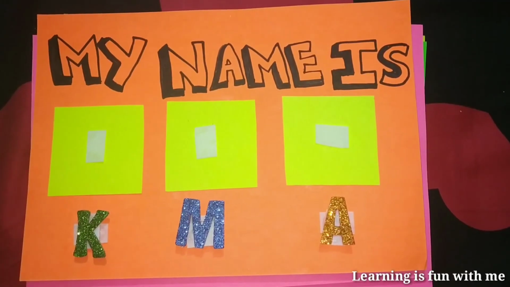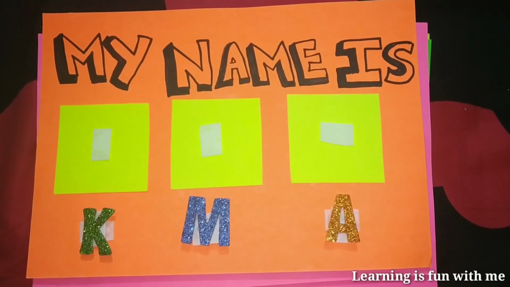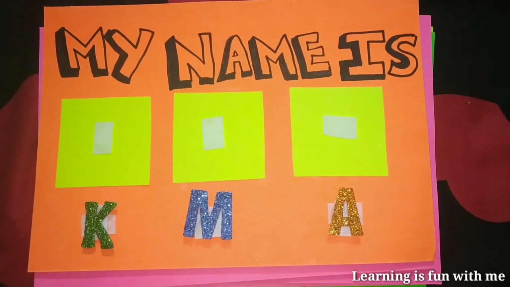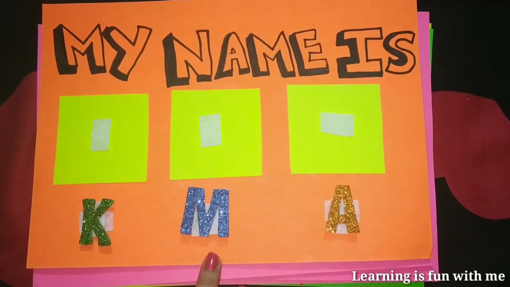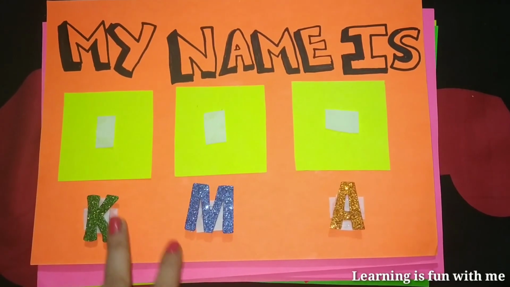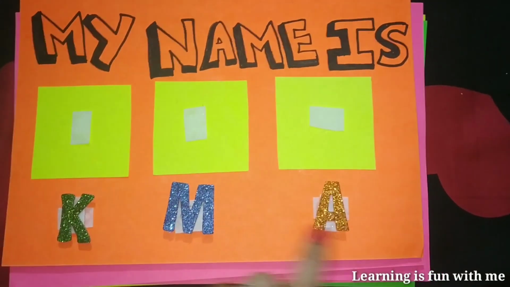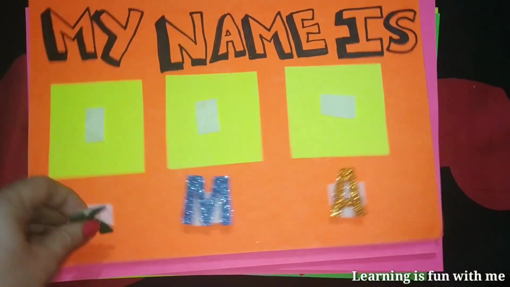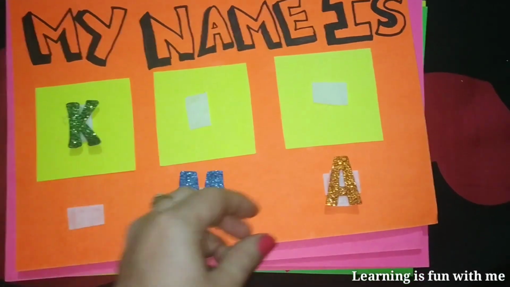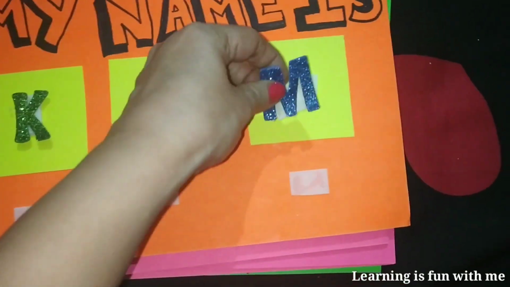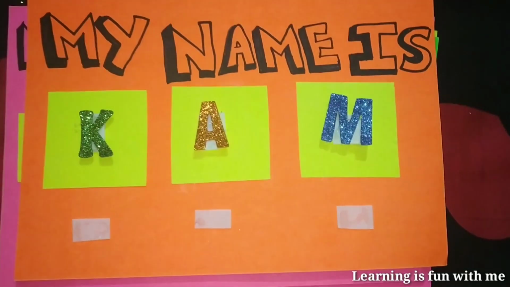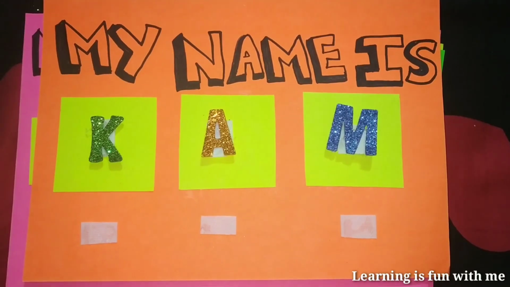Now this is the next page. My name is. For example, this is the name Cam. So the child will put the letters of his name in proper sequence like K, the next letter A, the next letter M. So K-A-M, Cam.